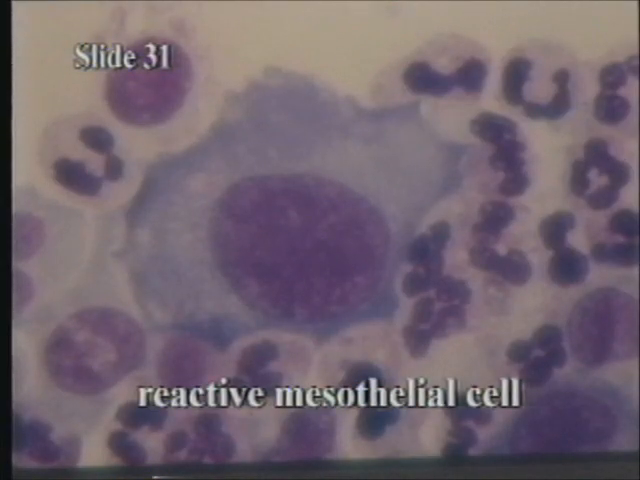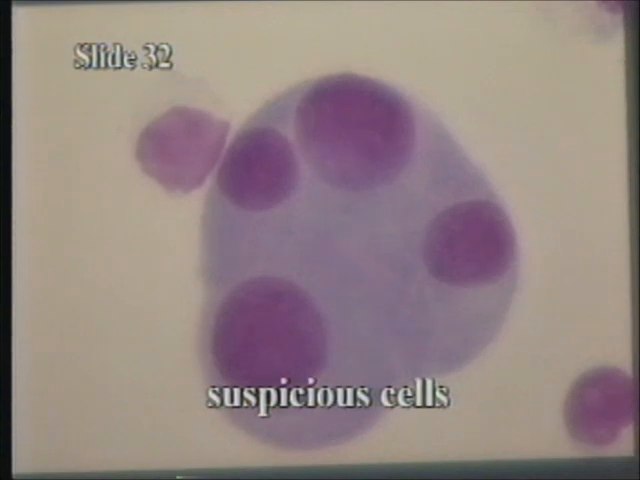This is a reactive mesothelial cell. Reactive cells are often a deeper blue, and the color alone can make you think they are malignant. These are, well, what do you think they are?